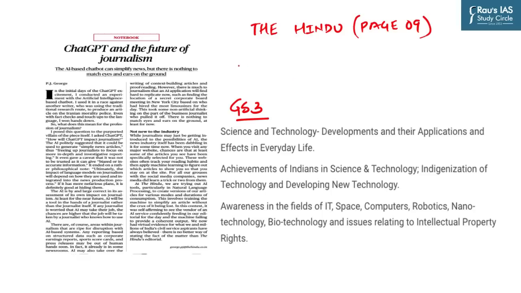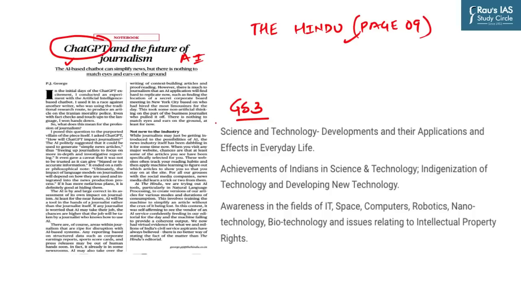Now moving on to the next article of the day that has featured on page 9 of The Hindu, which basically talks about ChatGPT. Now, ChatGPT is basically an AI-enabled chatbot. AI here means artificial intelligence. ChatGPT has gained prominence in recent time due to its exceptional capabilities, wherein recently it has passed the examinations of prestigious law boards and medical boards of the United States.